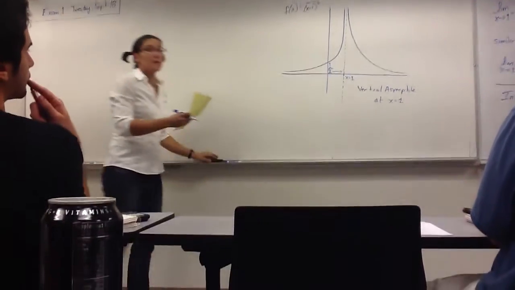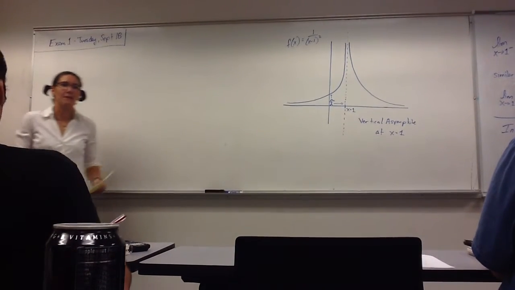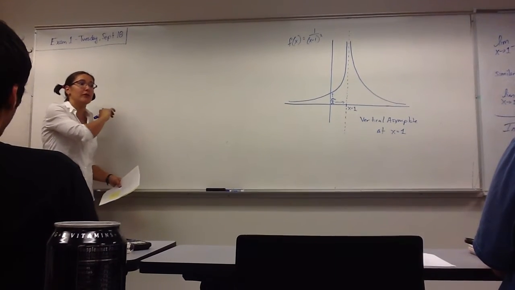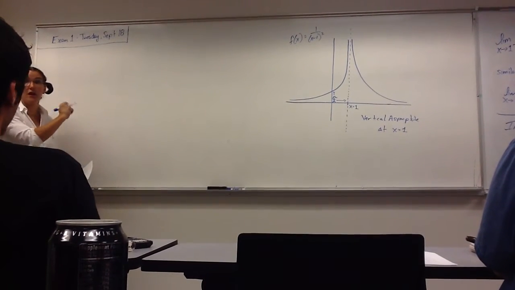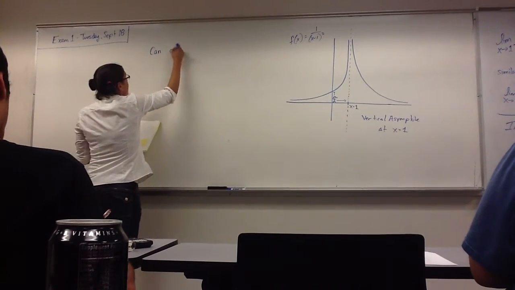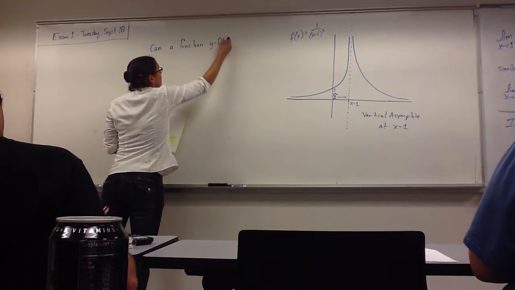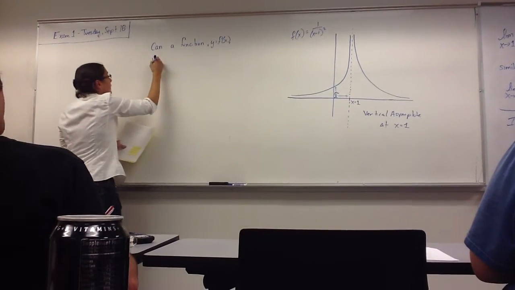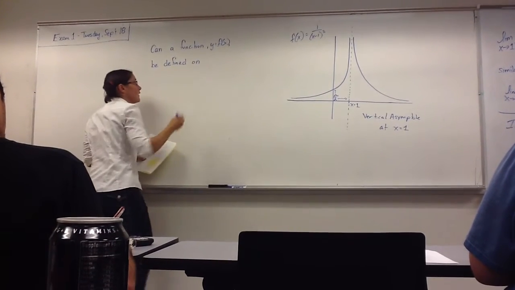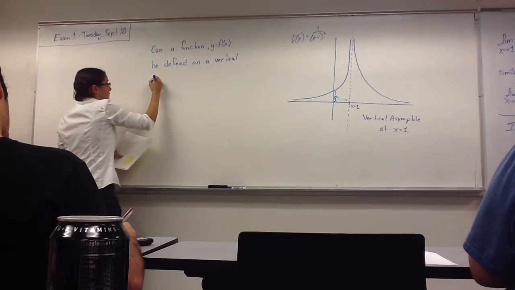All right, so here's the question that I would like to leave you with. This is something to think about. After I leave this question up on the board, I'm going to write down a few practice problems, and we'll start class next time with a discussion of this question. Can a function y equals f of x be defined on a vertical asymptote?